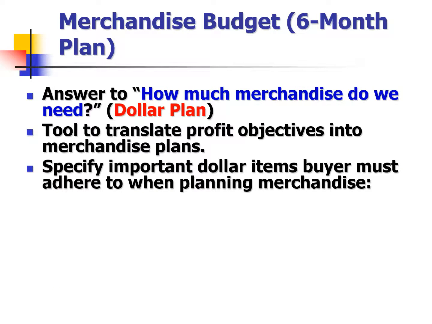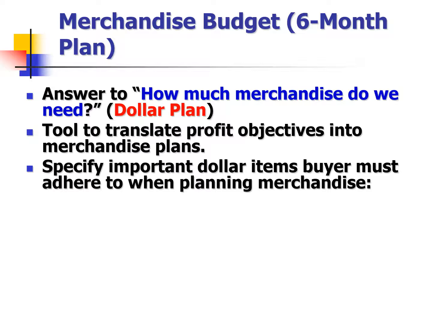Okay, so as I said earlier, the 6-month plan or the merchandise budget plan basically answers the question of how much merchandise do we need, right? Because it gives the dollar plan. The 6-month plan is a tool to translate our profit goal into the actual merchandise dollar budget plans. And in the 6-month plan, we specify a lot of important numbers, right? The dollar numbers that the buyer needs to adhere to when planning merchandise.